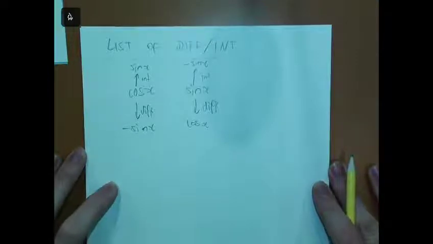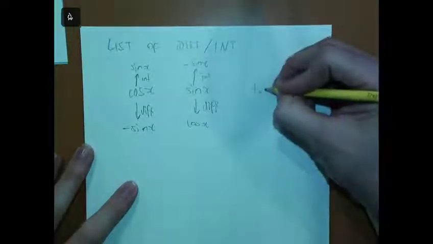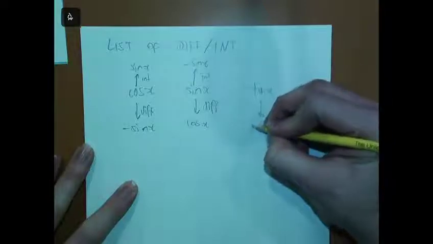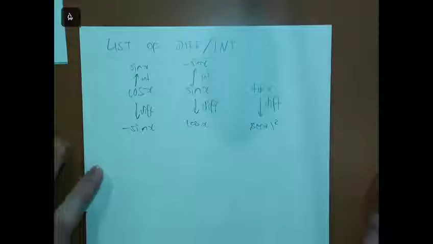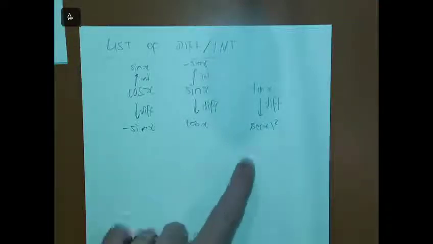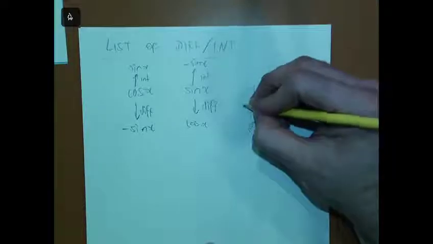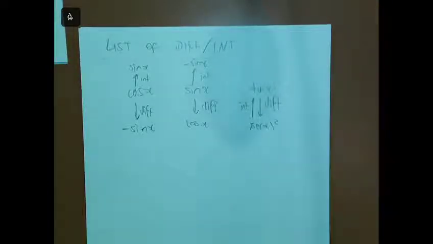I also know that tan goes down to sec x squared. And I don't know what the integral of tan is. I think it's like ln of sec x, but you're not expected to remember that. But that does mean that the integral of sec squared is tan, because any down arrow has an up arrow next to it that goes the other way. So sec squared integrates to give tan, and tan differentiates to give sec squared.